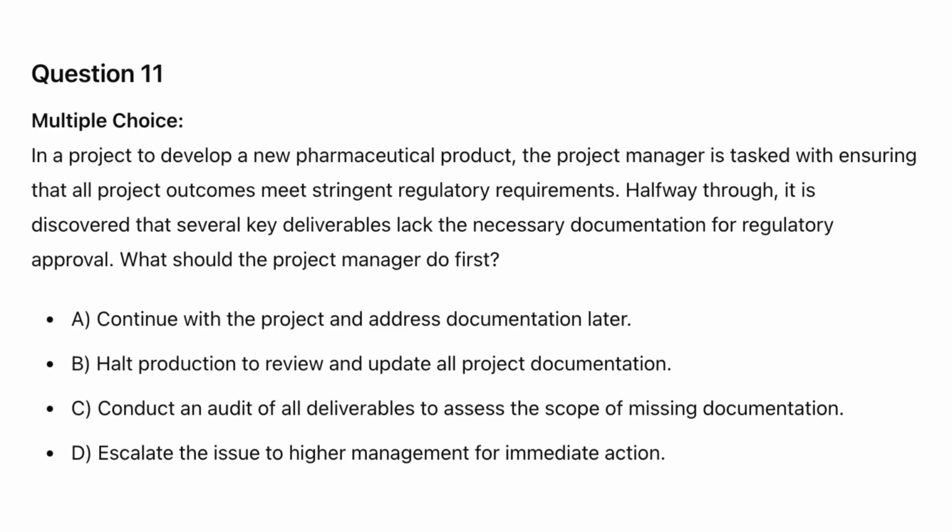Question 11. In a project to develop a new pharmaceutical product, the project manager is tasked with ensuring that all project outcomes meet stringent regulatory requirements. Halfway through, it is discovered that several key deliverables lack the necessary documentation for regulatory approval. What should the project manager do first? A. Continue with the project and address documentation later. B. Halt production to review and update all project documentation. C. Conduct an audit of all deliverables to assess the scope of missing documentation. D. Escalate the issue to higher management for immediate action.